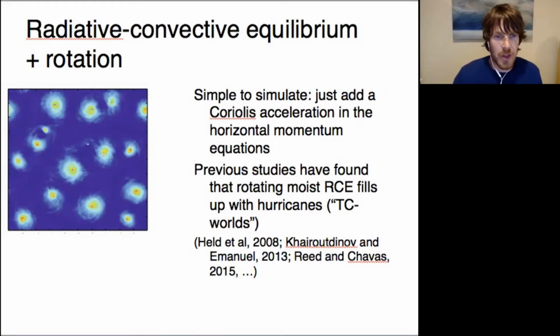So when you simulate this, this is showing work from, I believe, the Held et al. paper from 2008, but Marat and Kerry have done similar work. Kevin and Dan Shavas have done similar work. Lots of people have done simulations with either convection permitting models or GCMs that show formation of such tropical cyclone worlds. So I think this sort of turbulent world filled up with vortices is a cool construct to use.